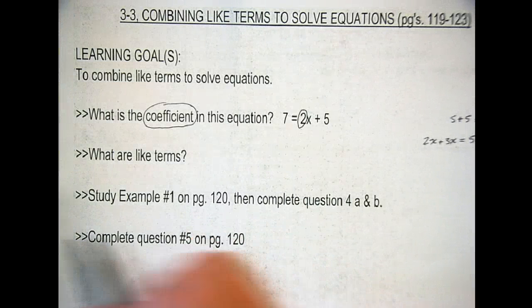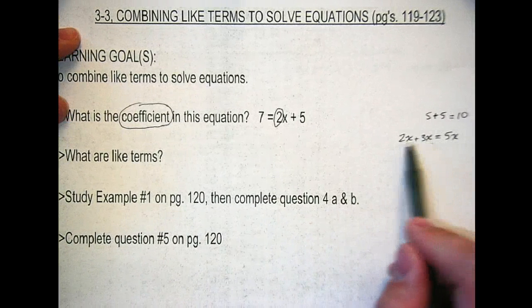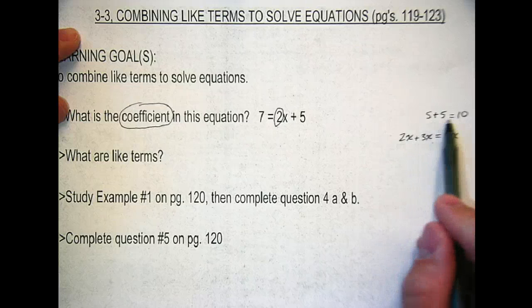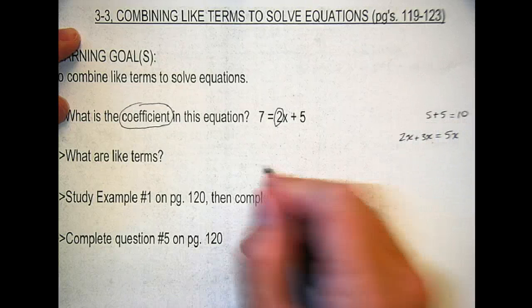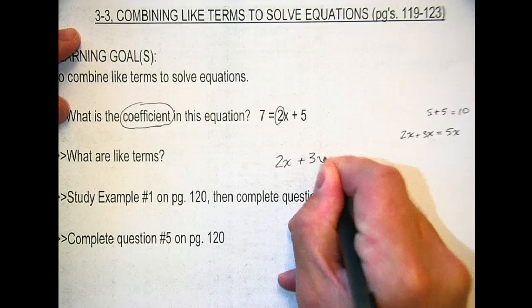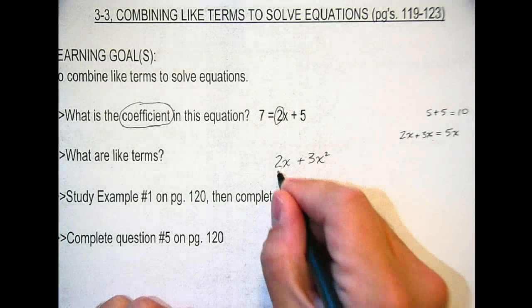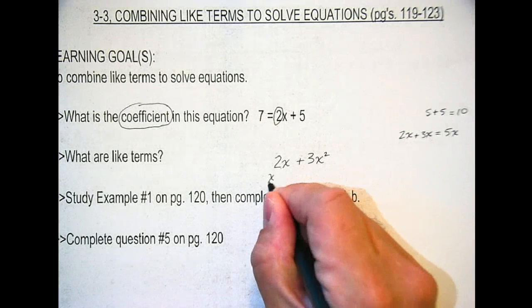We kind of talked about like terms. Like terms are when you have the same variable or the lack of a variable. What would happen though if I had, say, 2x plus 3x squared? Can I put those things together? Anyone know that? How many say, yep, you can? Nope, you can't. You're counting different things. This 2x means x plus x.